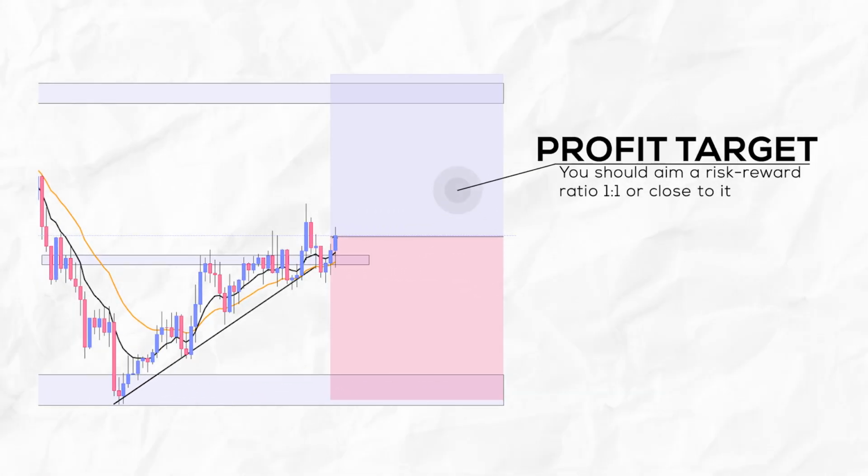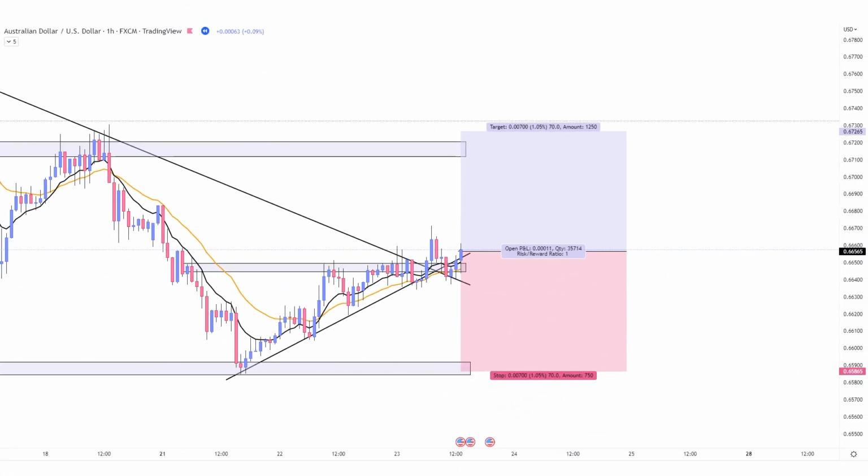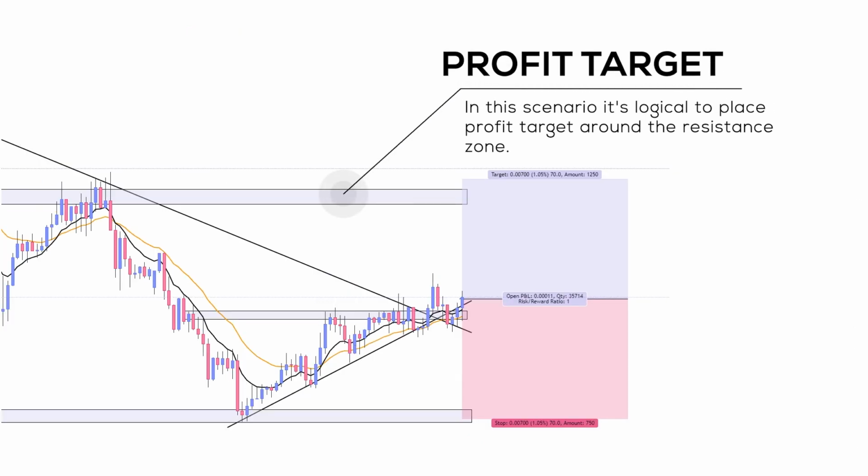And for your profit target, ideally you want to hit 1-to-1 risk to reward ratio or something close to it, and this is an AUD USD example. This area would be a valid reason to set it up because we might expect a bounce, but until then we can definitely bank some pips.